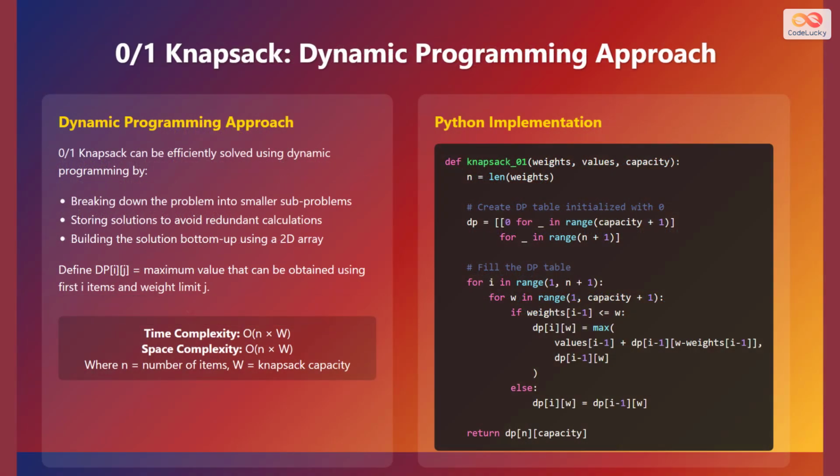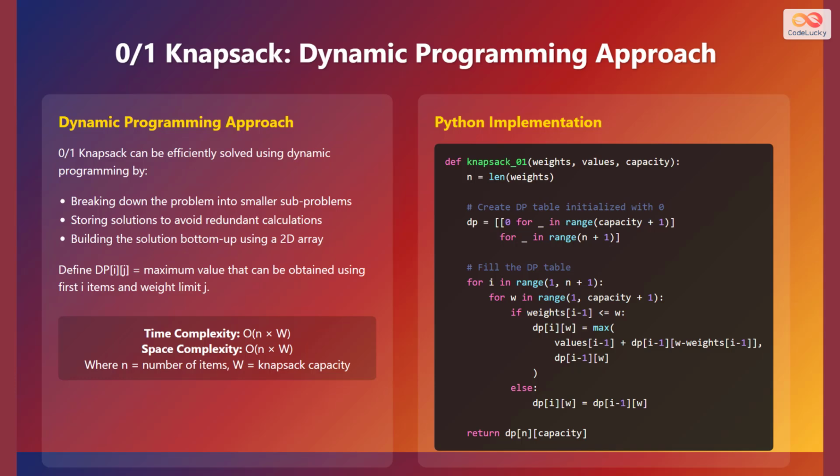The 0/1 knapsack problem can be efficiently solved using a dynamic programming approach. Dynamic programming involves breaking down the problem into smaller, more manageable subproblems, storing the solutions to these subproblems to avoid redundant calculations, and building the final solution from the bottom up using a 2-dimensional array. We define dp[i][j] as the maximum value that can be obtained using the first i items and a weight limit of j.